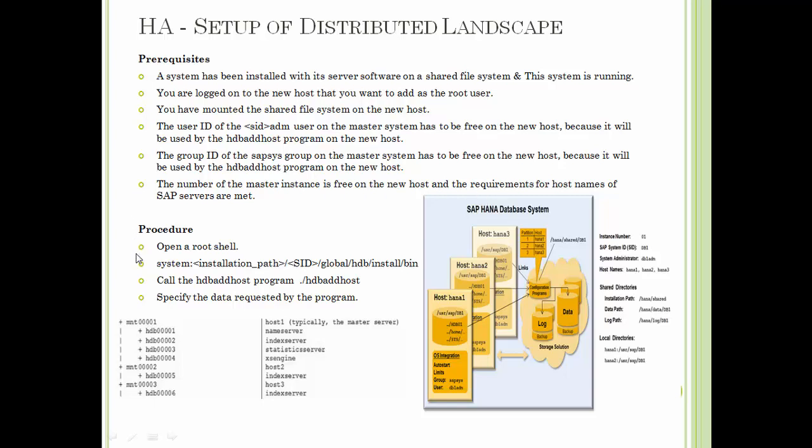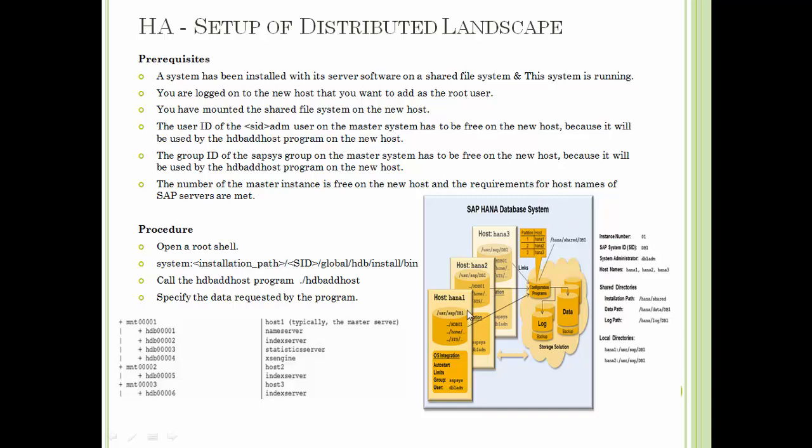And the procedure is, we log in to the new host with a root shell and navigate to the installation path, SID global STB install bin, where the STB add host program is stored. Launch the STB add host program. It will ask us a few details about the instance number, system administrator user, installation path, data path, and log path, and then we can proceed to add another instance. And once we add it, this is how it would look technically.